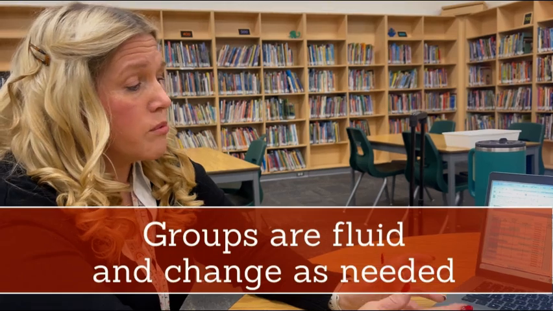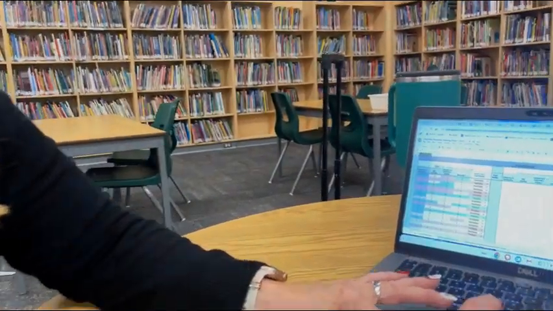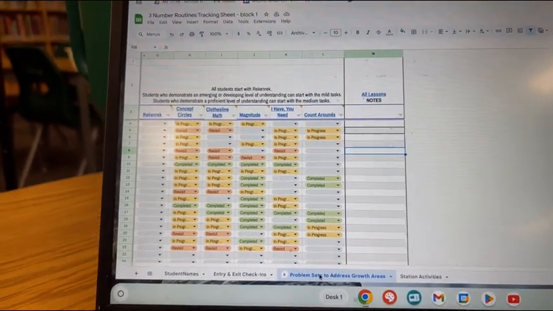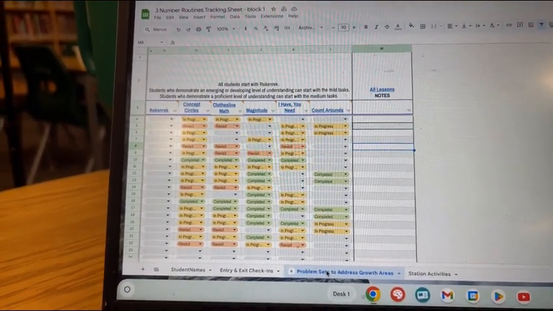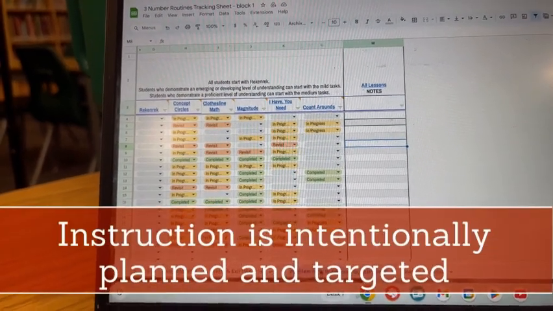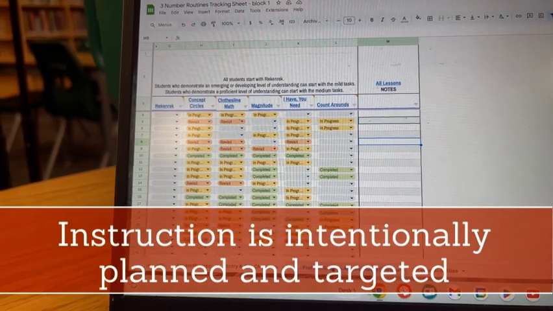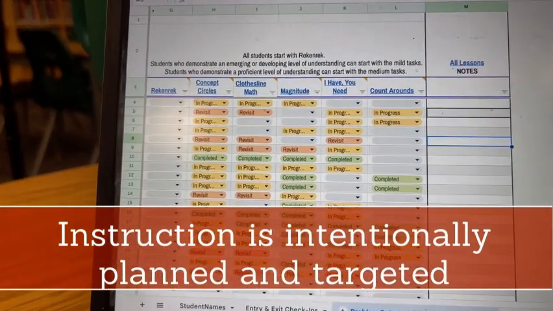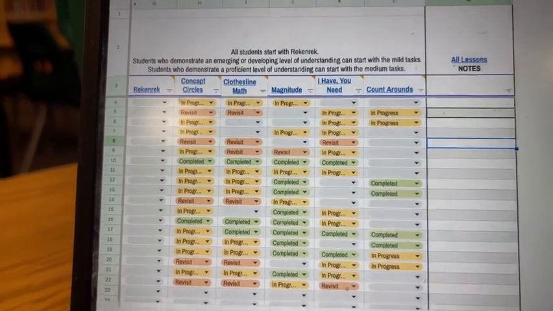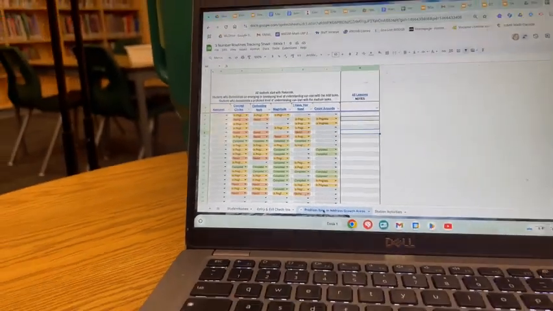The groups were fluid and they moved depending on the student needs and how they grasped the concepts as we taught them. You'll also notice here on the problem sets that every week the teacher tracked each Coach's Corner that we did. At the end of the Coach's Corner, she would say either we need to revisit that concept, or we almost got through that concept, or the concept is now complete and they were confident in achieving that level of understanding.